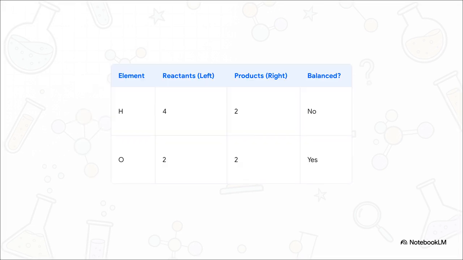Okay, let's recount. We did it! We fixed our oxygen problem. We have 2 on the left and 2 on the right. Awesome! But in fixing that, we've kind of created a new problem. Now we have 4 hydrogen atoms on the left side, but we still only have 2 on the right.